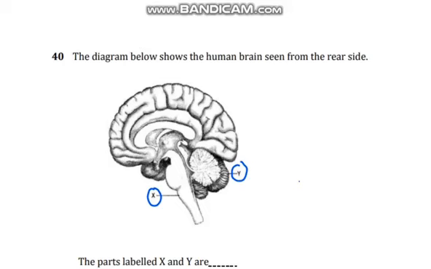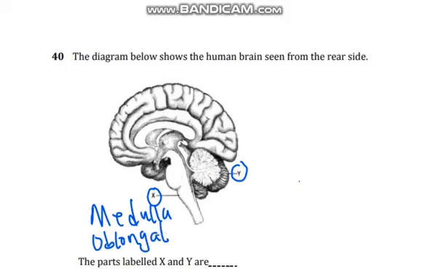What is the name of the part labeled X? This is the medulla oblongata. What about the part labeled Y? This one is called the cerebellum. So these were the answers to this question: X is the medulla oblongata and Y is the cerebellum. We have answered this question.